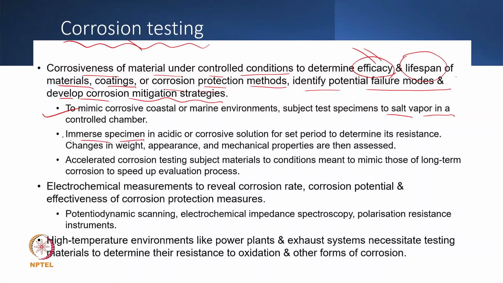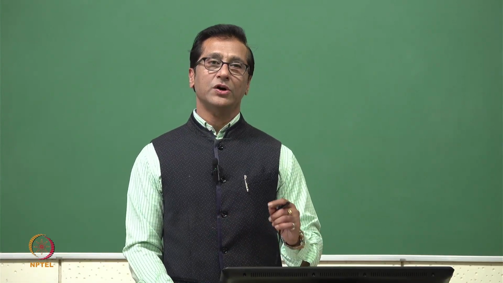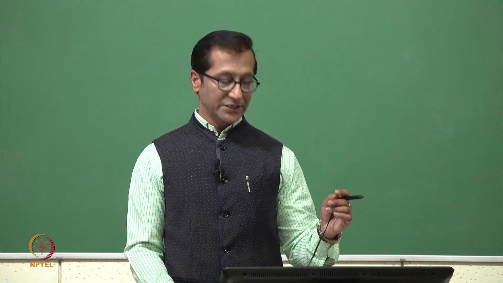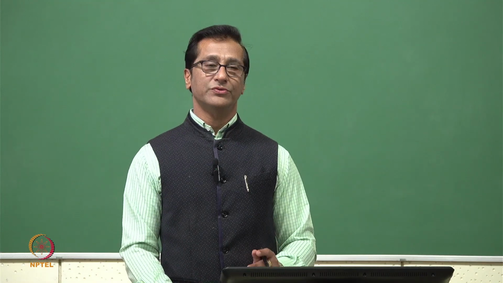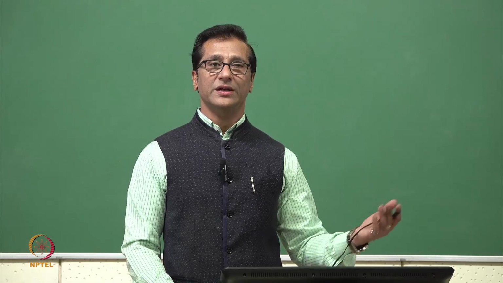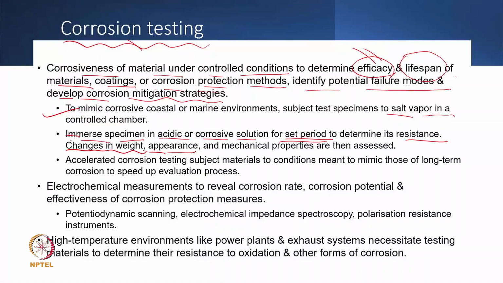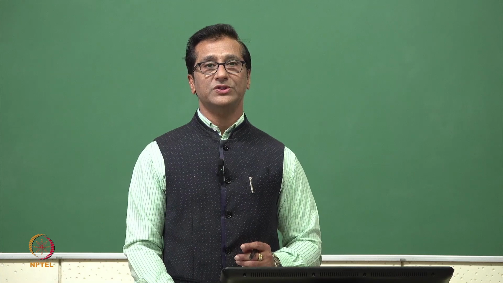Now, if we want to do an acidic test or corrosion test, it has to be determined for how much time, is it 10 hours, 20 hours, 30 hours. So that can be done. Immerse a specimen in an acidic or corrosive solution for some time. It can be days, it can be hours, it can be months also, to determine its resistance. And then we can check weight or volume. I prefer volume compared to weight, but if it is significant, then we can go ahead with the weight also. Or appearance, microstructure, or some sort of structure change.